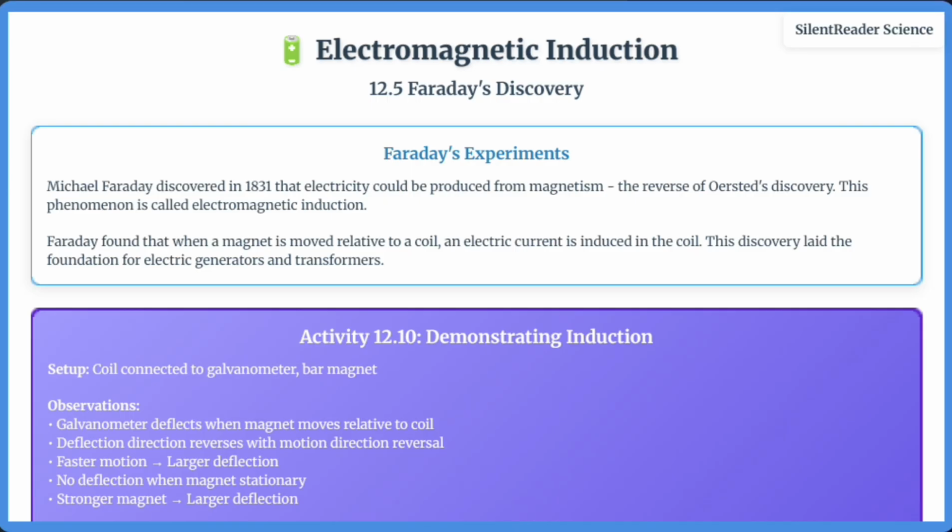The magnitude of induced current depends on the speed of relative motion, strength of magnetic field, number of turns in the coil, and the area of the coil. The direction of induced current depends on the direction of relative motion.